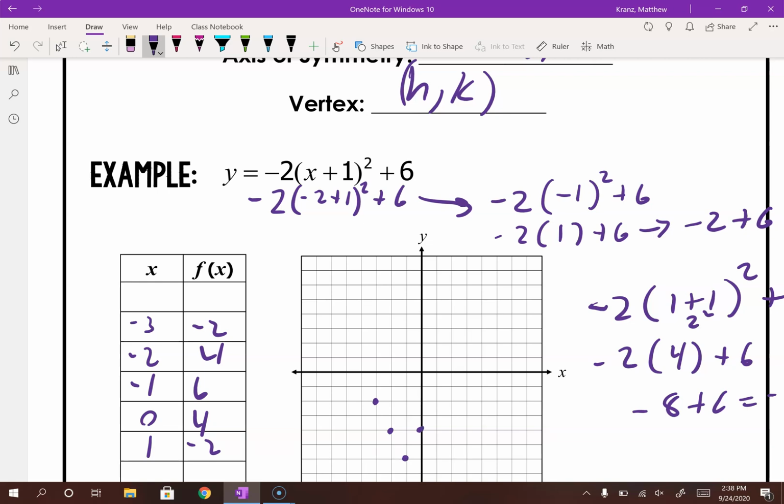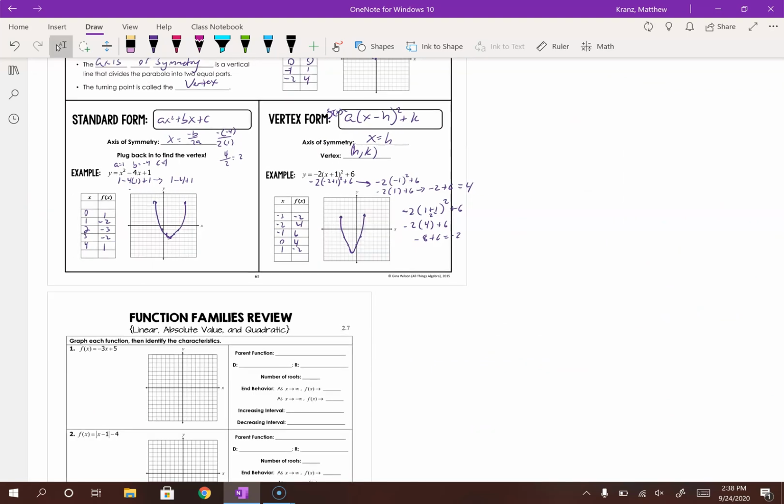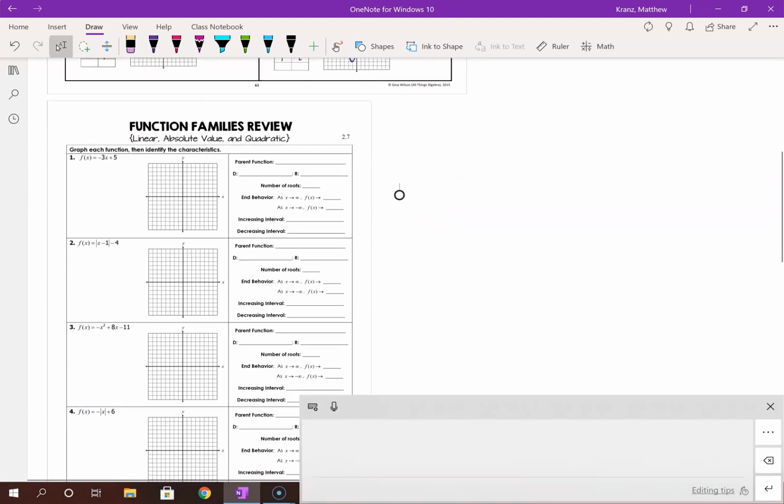And we kind of come back this way. So our parabola is going to look like that. All right. So now, getting into our next page of our notes, we're just going to do a little more reviewing.